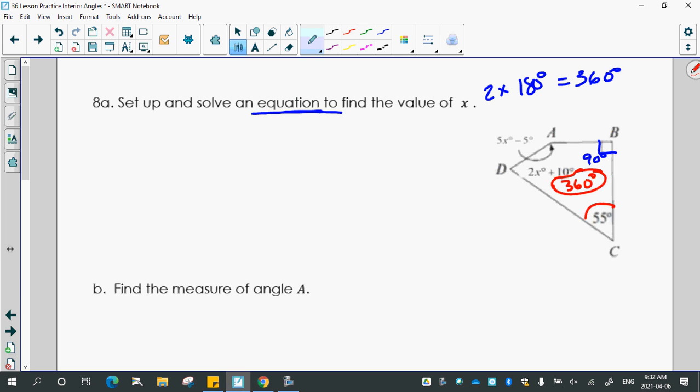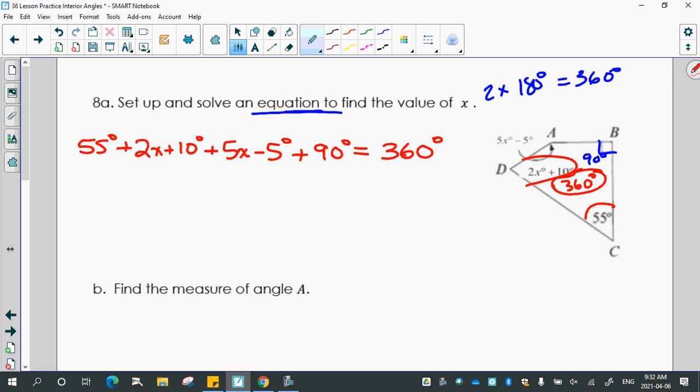So I'm going to start with an easy angle, 55. Add on the 2x plus 10. Add on the 5x minus 5 degrees. Add on the 90 degrees. And then the total is 360 degrees. So all 4 angles add up to 360. So anytime you have a 4-sided figure, you have 360 degrees.